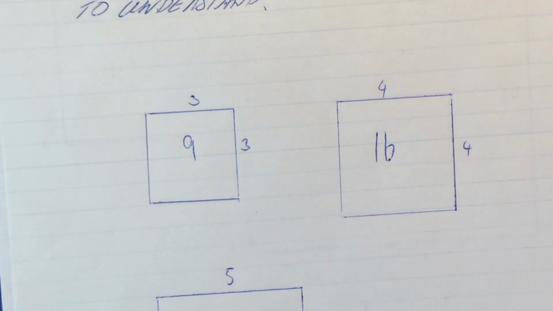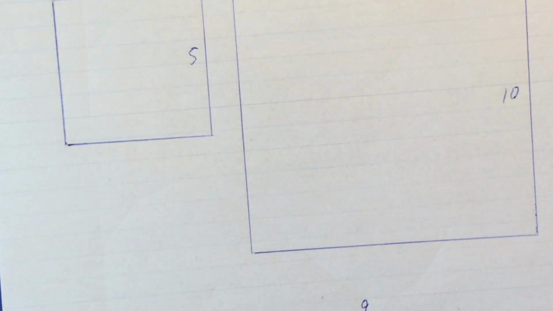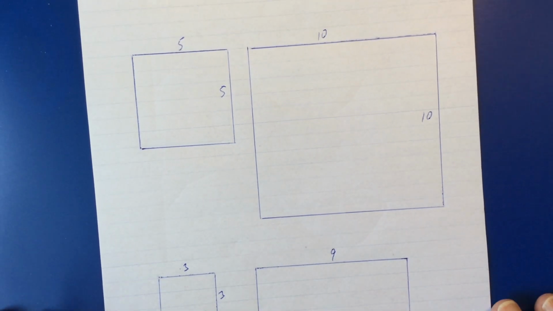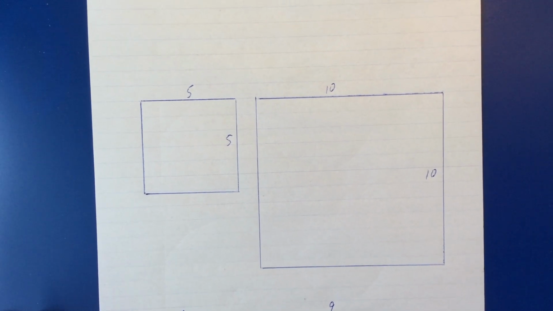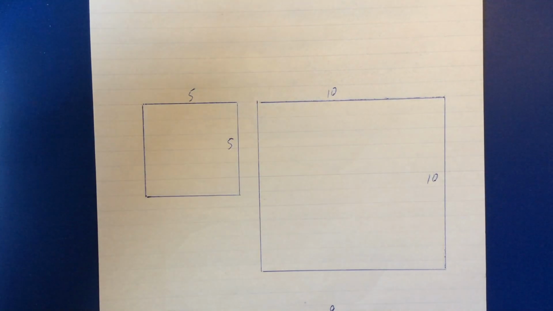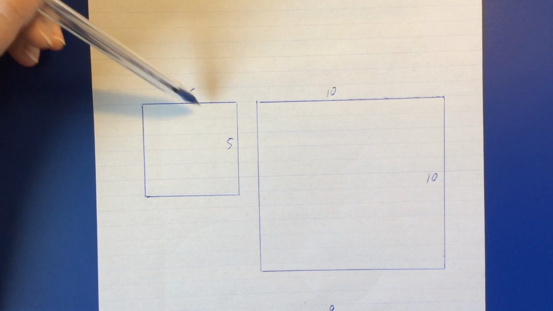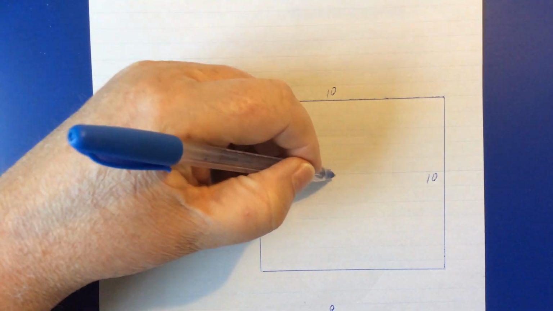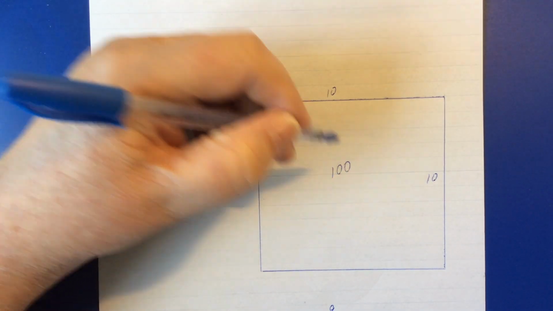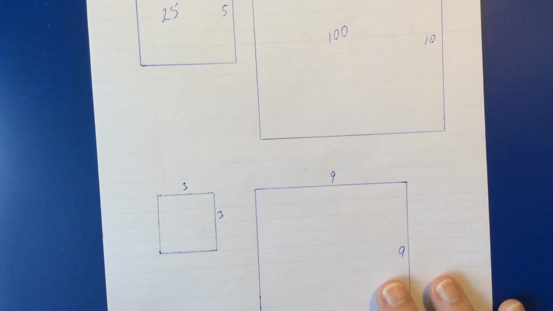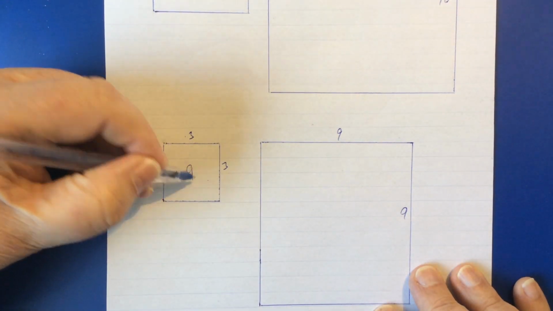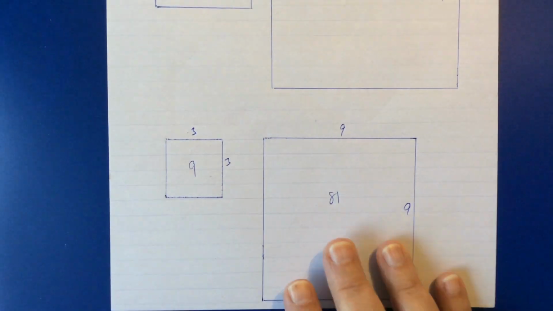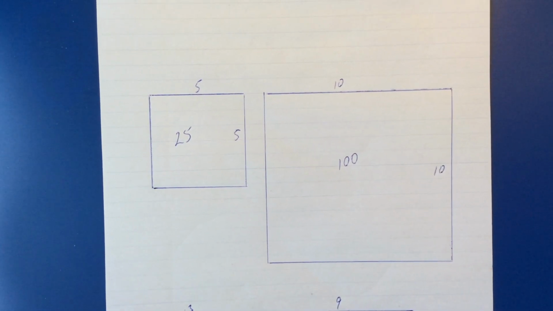Now, the other thing that occurs, and can be harder for people to get their heads around, involves this. So I'll just zoom out again, and what I've got is two sets of squares on this sheet of paper. This square is 5 by 5 with an area of 25. And this square here is 10 by 10 with an area of 100. Looking at the ones down here, 3 by 3, which is 9, 9 by 9, which is 81. What is the relationship and why?